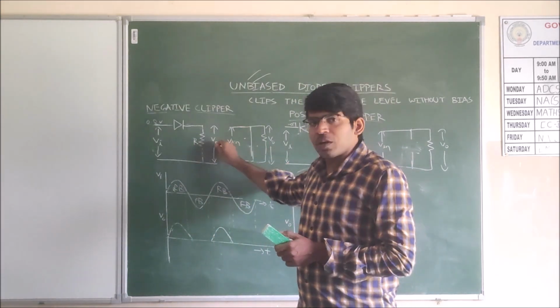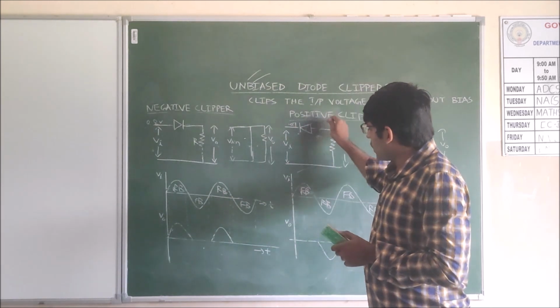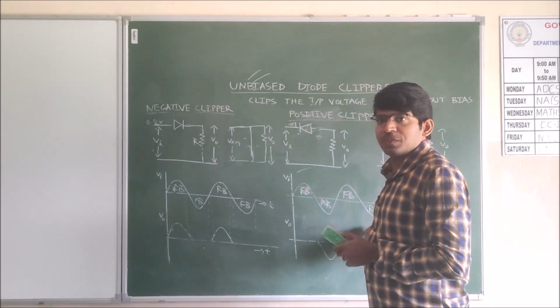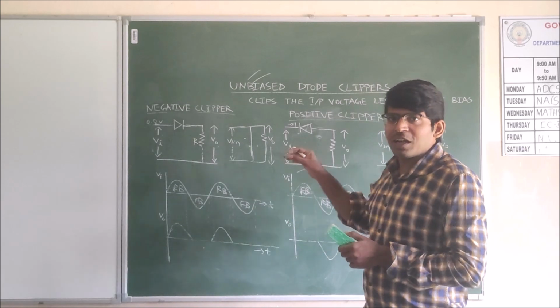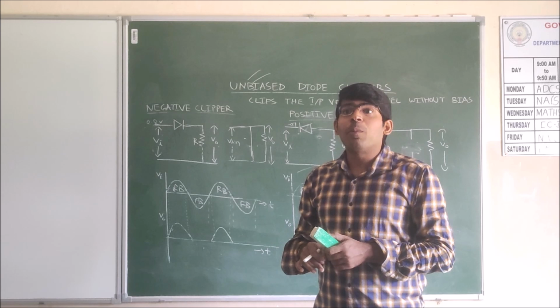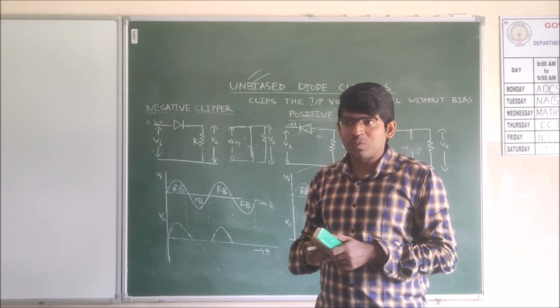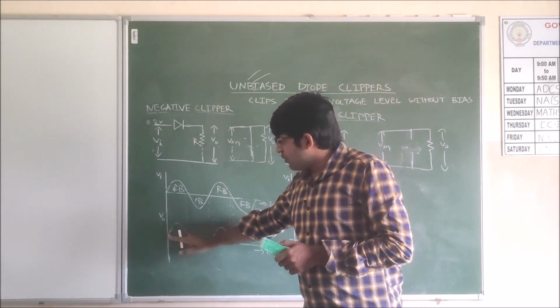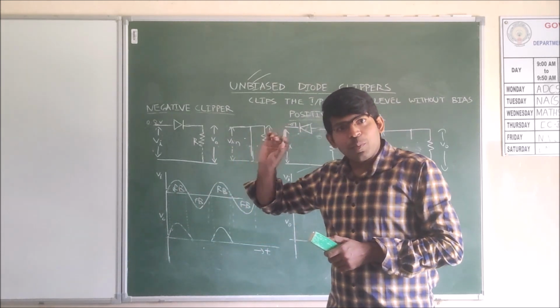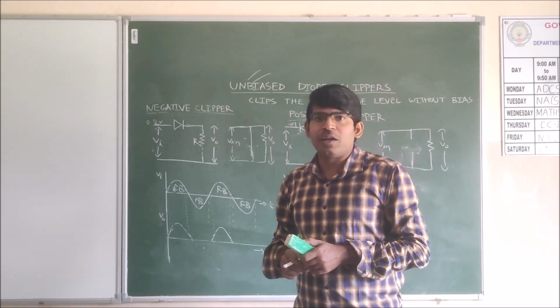Why is this a negative clipper? The negative peak is clipped. Why is this a positive clipper? The positive peak is clipped. If both ends are clipped, those types of clippers are called double-ended clippers. If we are using both diodes to clip the positive peak and the negative peak, then those types of clippers are called double-ended clippers.